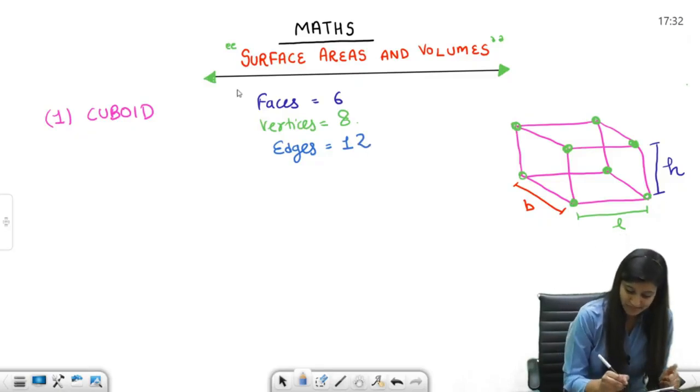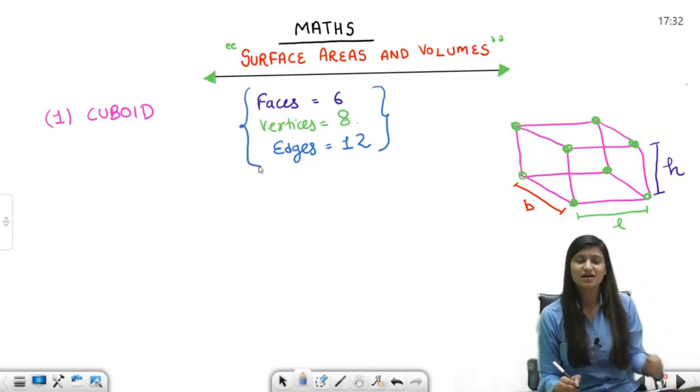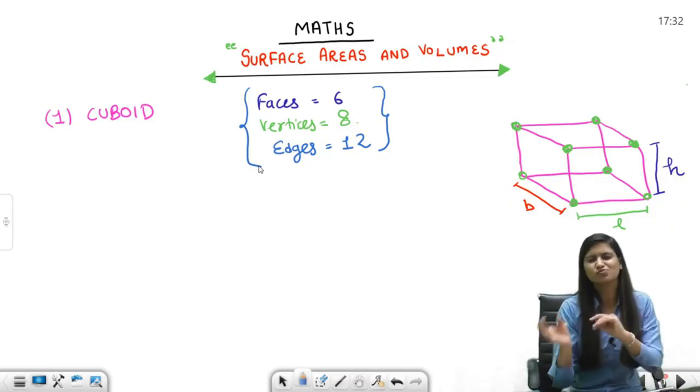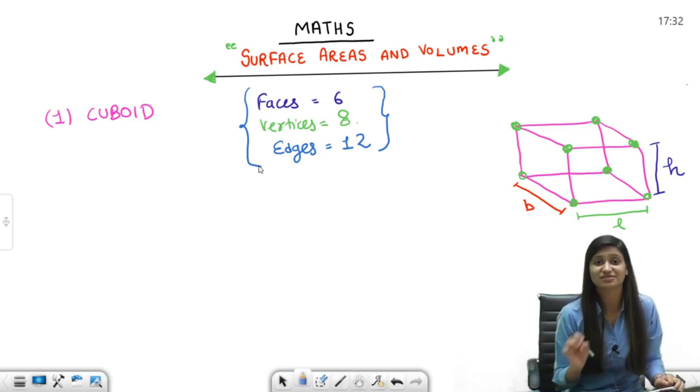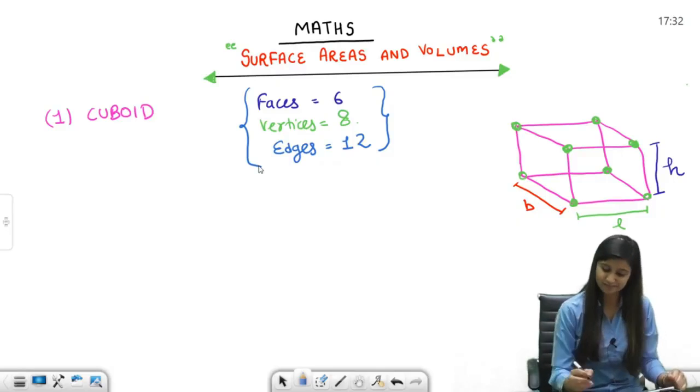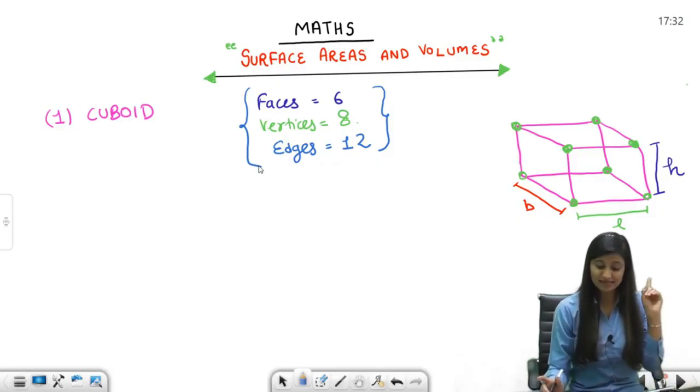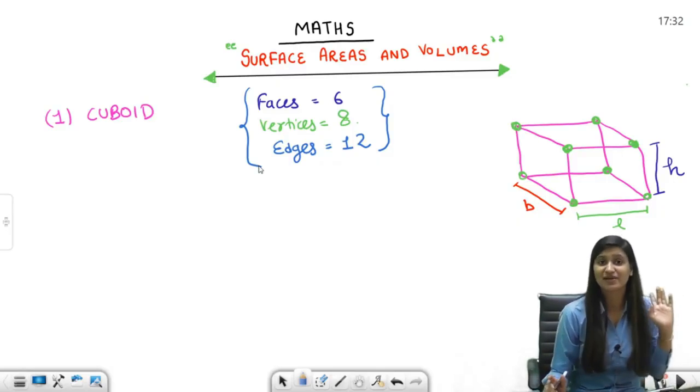So always remember this small data: how many faces, vertices and edges a cuboid and a cube has. We will later on discuss cube. It is in the next slide. We will discuss it as well. So 6 faces, 8 vertices and 12 edges.